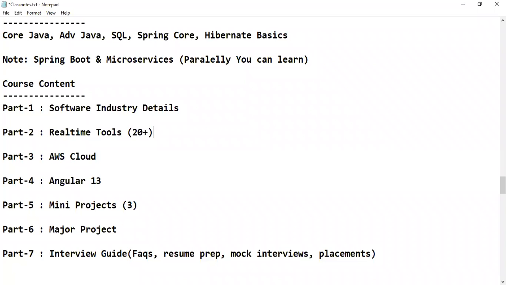Sir, what are the tools that you are going to cover? You can see the names of the tools in our course content. I have given the link to download our course content. You can download that from our Ashok IT website.